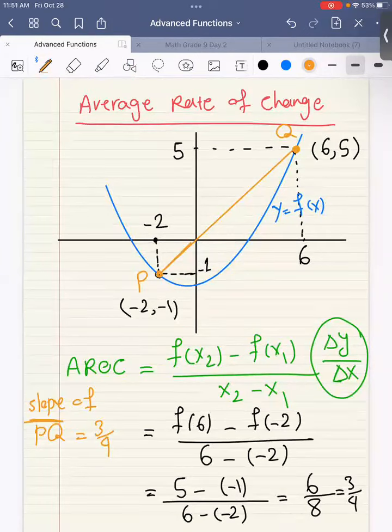So if you have a function that is constant, what is the average rate of change between any 2 points? If you have a function whose value is constant, what is the average rate of change for any 2 points? It is 0. Because if a function is constant, the y value doesn't change. So delta y is always 0. So no matter what delta x is, the average rate of change would be 0. Okay?